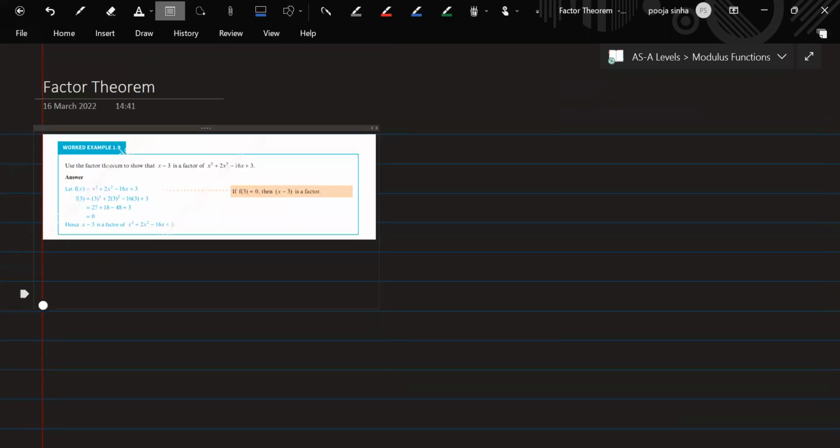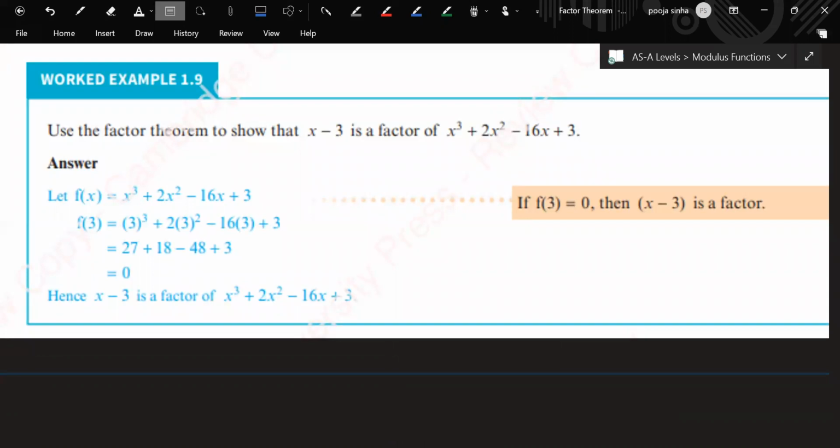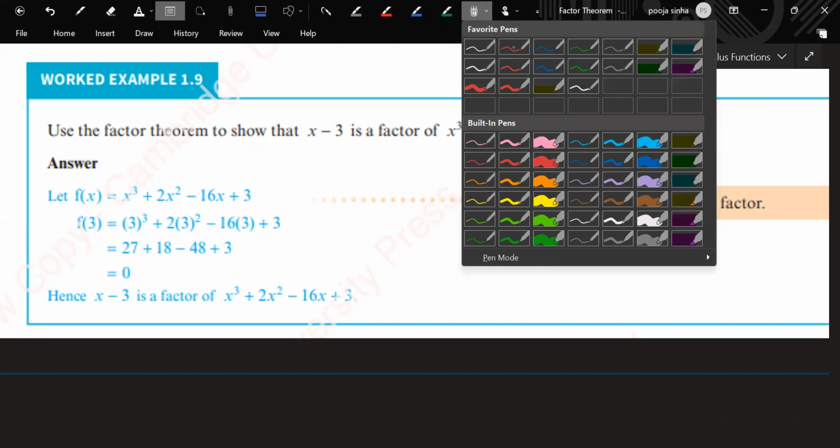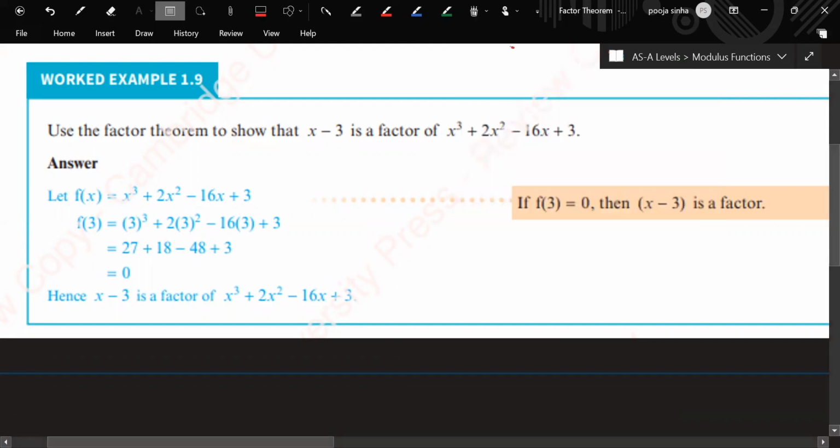Now the question says: use the factor theorem to show that x minus 3 is a factor of x cube plus 2x square minus 16x plus 3. I'll tell you what the factor theorem is after you do this question. So if you get this kind of question, which you will get, what are we supposed to do?